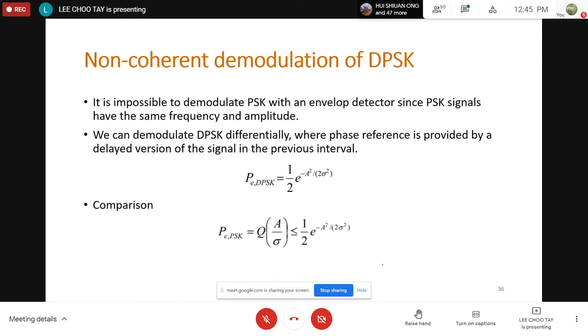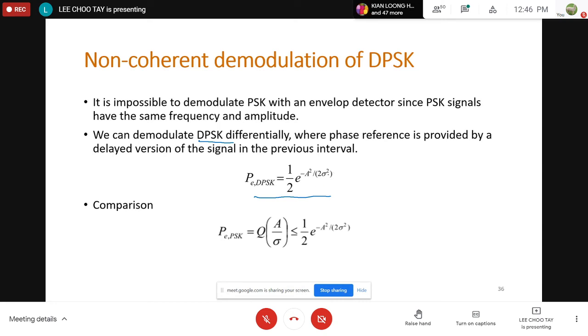And then PSK. For PSK, it is impossible to do non-coherent detection. So just to have a comparison with PSK modulation techniques, we are going to use DPSK for non-coherent detection. The probability of error for DPSK signal is half of e to the power of minus A square over 2 sigma square.